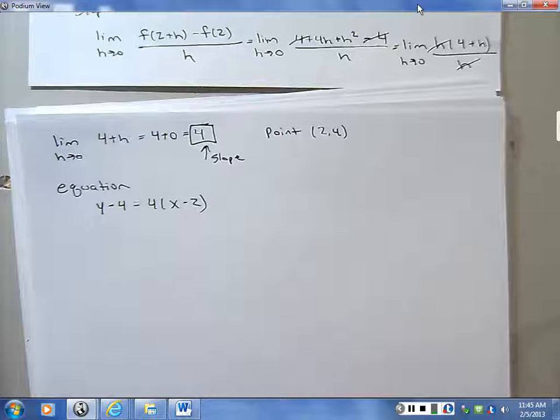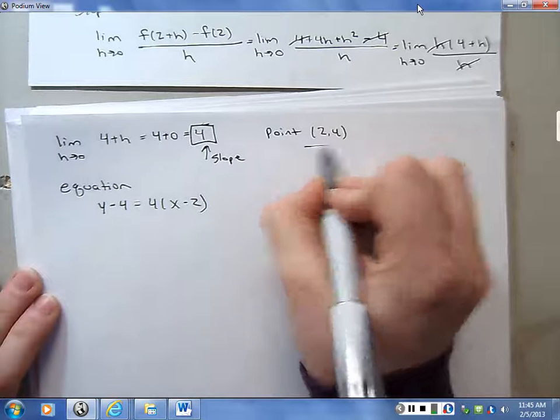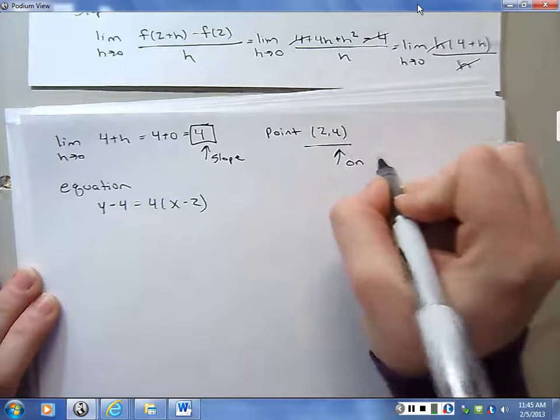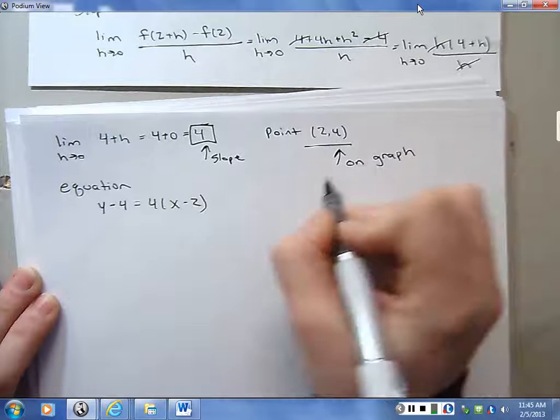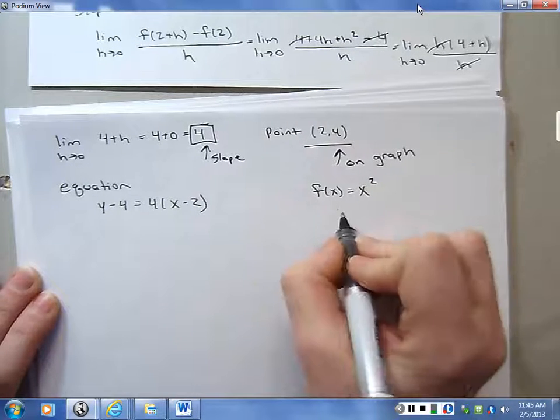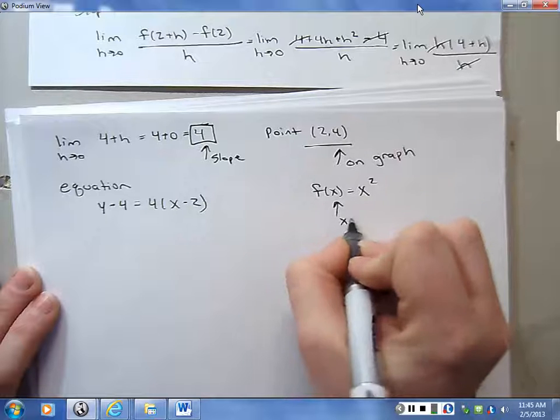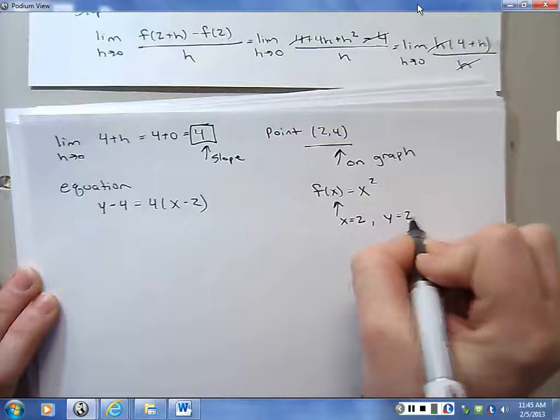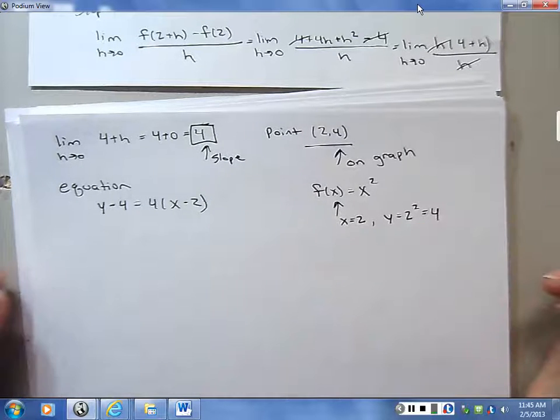Yes? Okay, I understand, like, I got the 4 and everything with the slope, and I understand that x equals 2, so that's your x. How do you know that that 4 is your y? This is your point on your graph. So if I have my function equals x squared, then if I plug in x equals 2, then y equals 2 squared, which is 4. That's a good question, though.